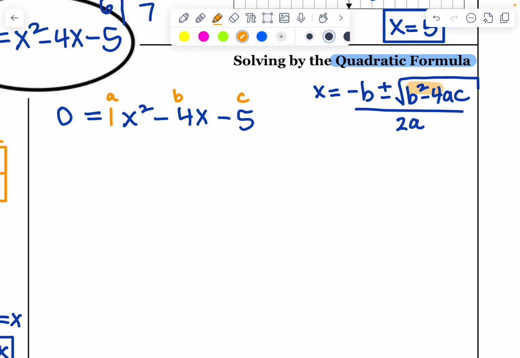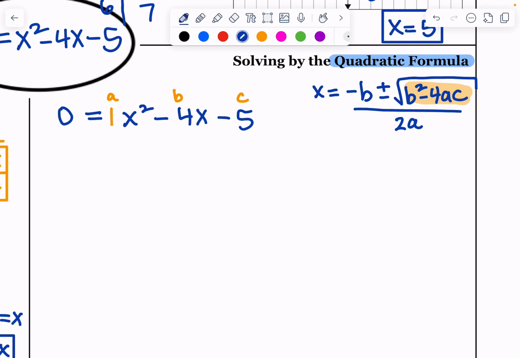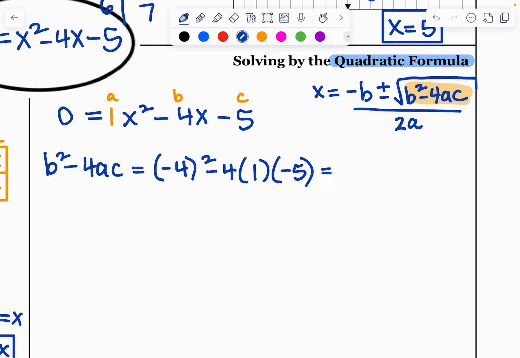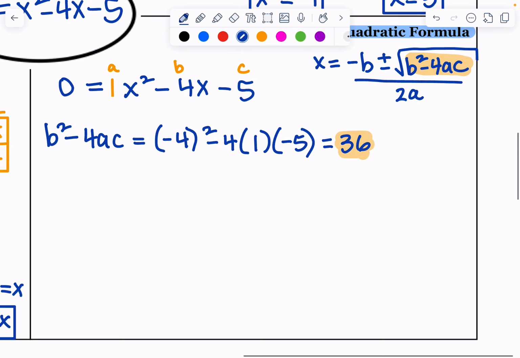I like to do this underneath part first so my work stays clean. This is called the discriminant. So I'm going to do b squared minus 4ac first. And for this, I'm going to be doing negative 4 squared minus 4 times 1 times negative 5. I would strongly suggest using your calculator for this part so you don't mess up. So I am typing this in my calculator just to be sure I don't do any mental math wrong, and I get 36. And then now I'm highlighting in orange so you can see I'm going to take that 36 and put it under the square root.